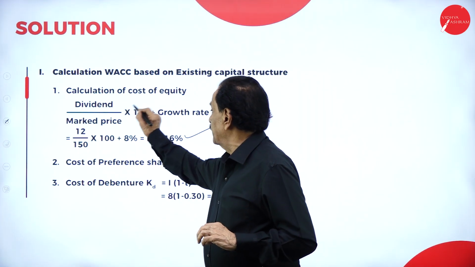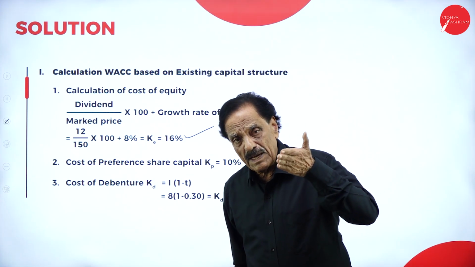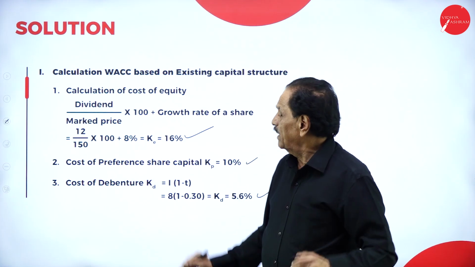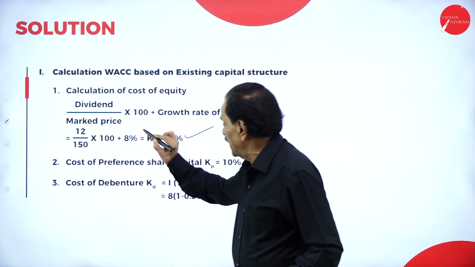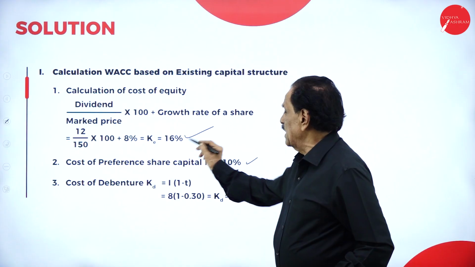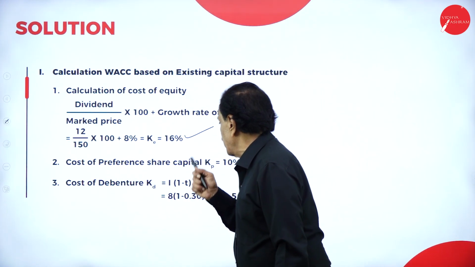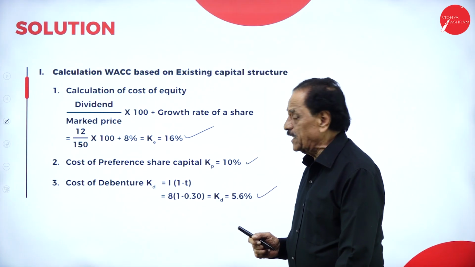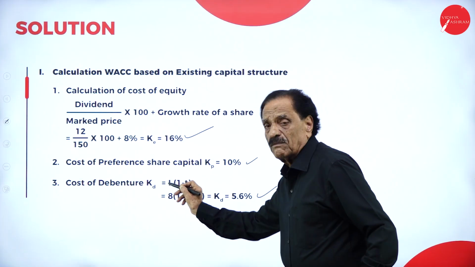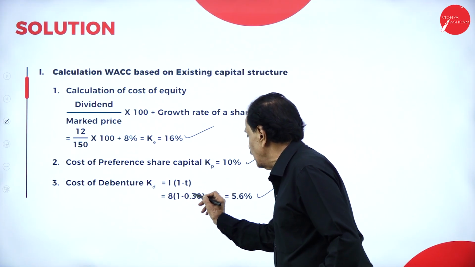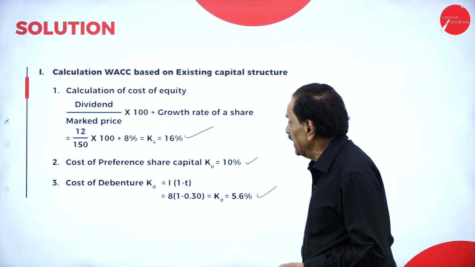So how to calculate the cost of equity? It is dividend divided by market price of the share into 100, plus growth rate. KE means cost of equity, and it works out to 16%. Cost of preference share capital, KP, is 10%. They have given it themselves. Cost of debenture, KD, is I into (1 minus T), that is 8 into 0.7, which is 5.6. This should be taken for the existing.